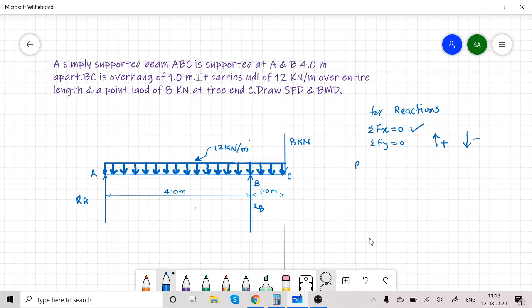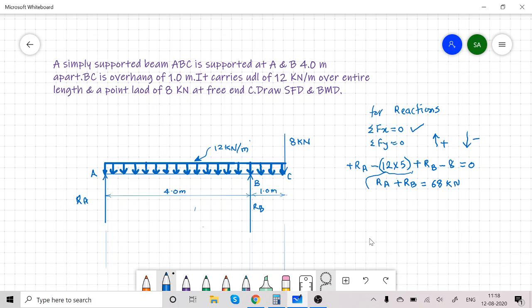Now to start with Ra, which is upward, so positive, minus the intensity of UDL is 12 kilonewton per meter and it is spread over a length of 5 meter. So 12 into 5 is the downward load plus Rb, upward reaction at B, minus 8 kilonewton, that is the point load at free end C. This must be equal to 0. So simplifying this, Ra plus Rb is equal to 60 plus 8, that is 68 kilonewton.